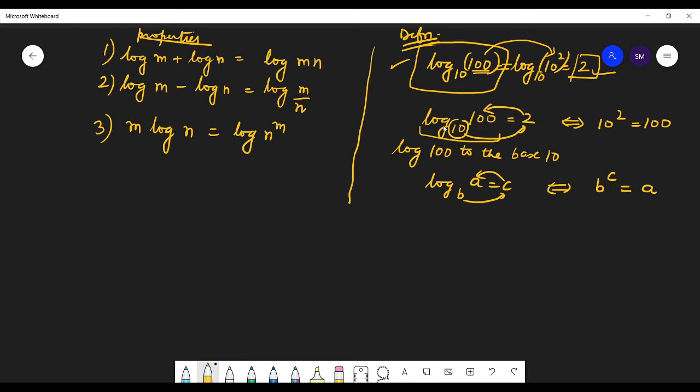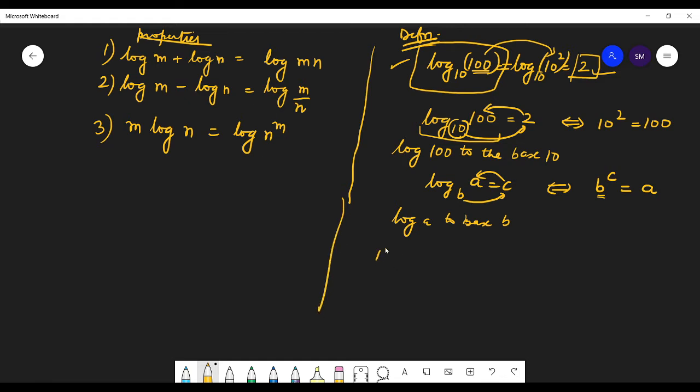So that's how we read log 100 to the base 10, which is equal to 2. How do we write it in exponential form? This is the base 10, start from here and then move anti-clockwise. So 10 raised to 2 is equal to 100. If you have log A to the base B equal to C, then we can write it as, start from the base, B raised to the power C is equal to A.